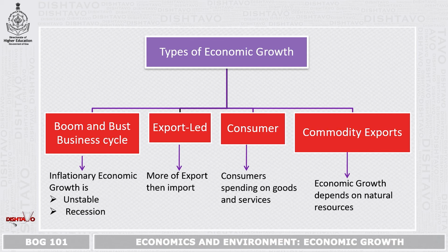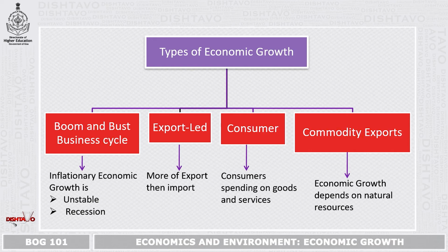Now coming to the types of economic growth. We have basically 4 types: the boom and bust business cycle, export-led economic growth, consumer economic growth, and commodity exports economic growth. In the first one, the boom and bust business cycle, the inflationary economic growth is due to an increase in business, which sometimes becomes unstable, and this instability causes a recession period. For example, the recession period caused during the year 2008.